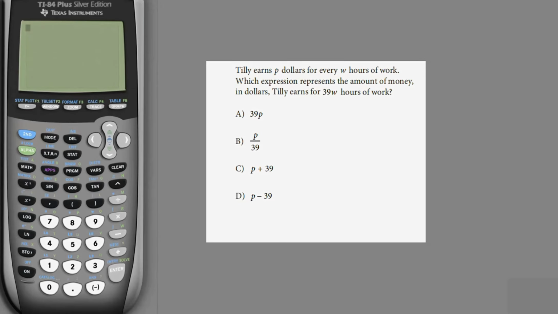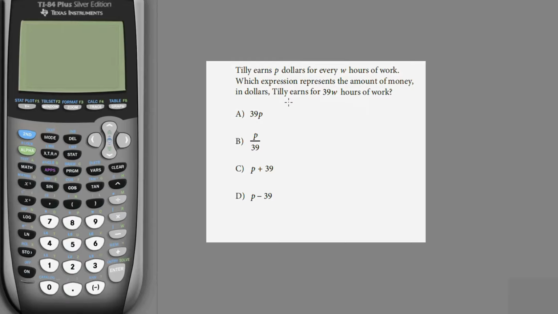In this video, we are going to learn how to solve this start mass question together. Alright, so let's get started. Let's look at the question and see whether it's something we need a calculator to solve faster. So the question says Tilly earns $P for every W hours of work. Which expression represents the amount of money in dollars Tilly earns for 39 W hours of work?